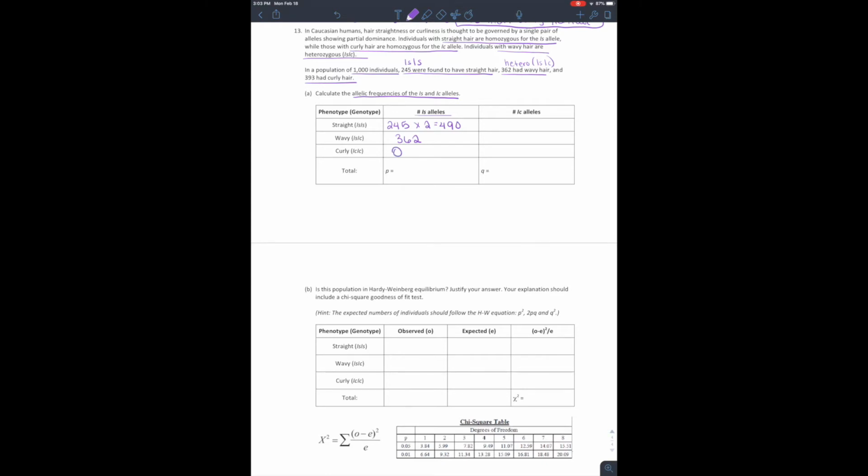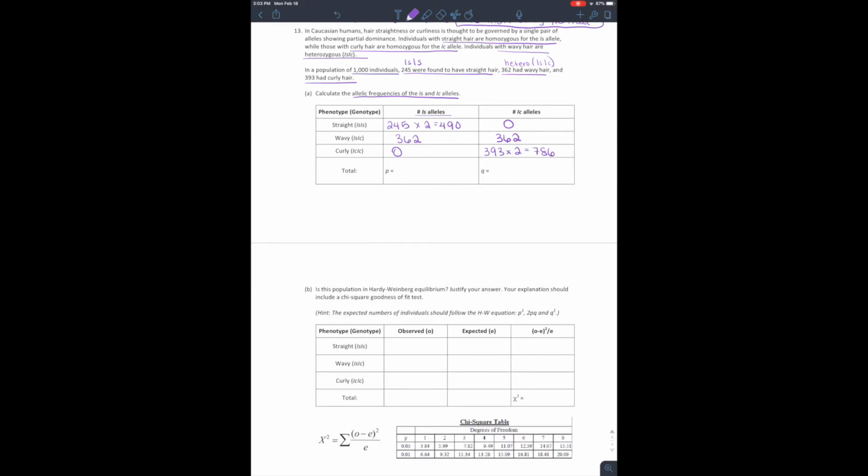Now we're going to calculate the number of IC alleles. Okay, so over here, we have 0 IC alleles if you are ISIS. In order to be wavy, you still have 362. And in order to be curly, you have to be 393 times 2, which is going to be 786.